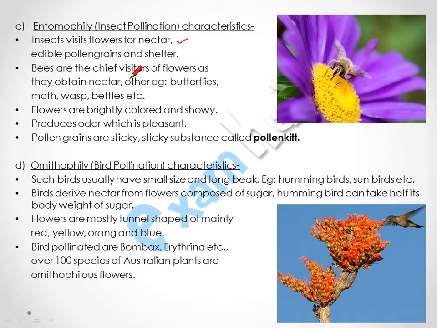So other than bees, butterflies, wasps, and beetles, there are other insects through which pollination can occur. Flowers are bright in color and showy so that the insects can be attracted easily. They produce a pleasant odor to attract pollinators. Pollen grains are sticky. So in entomophily, the flower produces sticky pollen grains so that they can stick to the hairy surface of the insect. That sticky substance is called pollen kit.